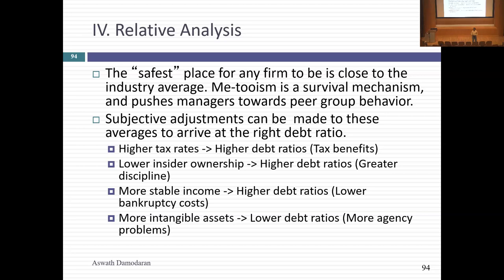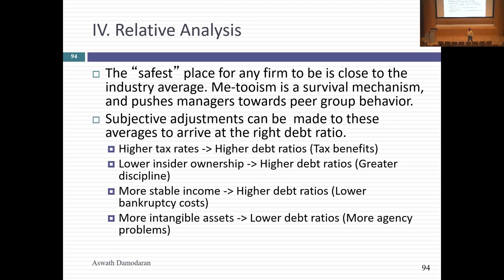I would expect companies where insiders don't run the company to borrow more because that can be a much better disciplining mechanism if you have a separation between managers and shareholders. I would also expect companies with more stable income to borrow more because they should have a lower probability of bankruptcy. And finally, companies with a lot more intangible assets should borrow less because they face more agency costs.